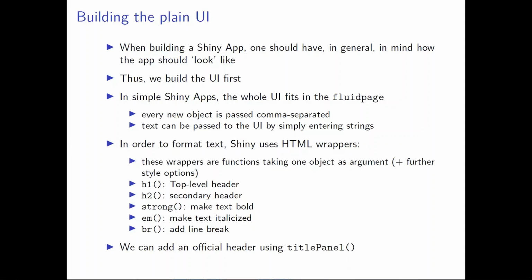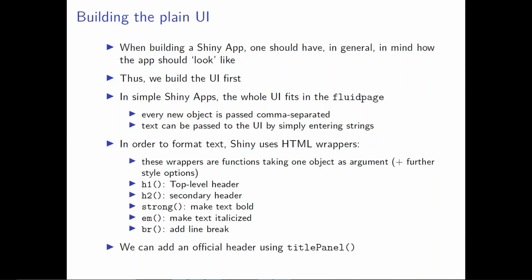It's quite simple. Everything in the UI fits within the Fluid Page object. So you just put everything you need within the Fluid Page object, and new objects are just passed comma separated. And the logic follows like this. The first object appears on top, and then step by step it is filled, getting the objects iteratively down to the next one.